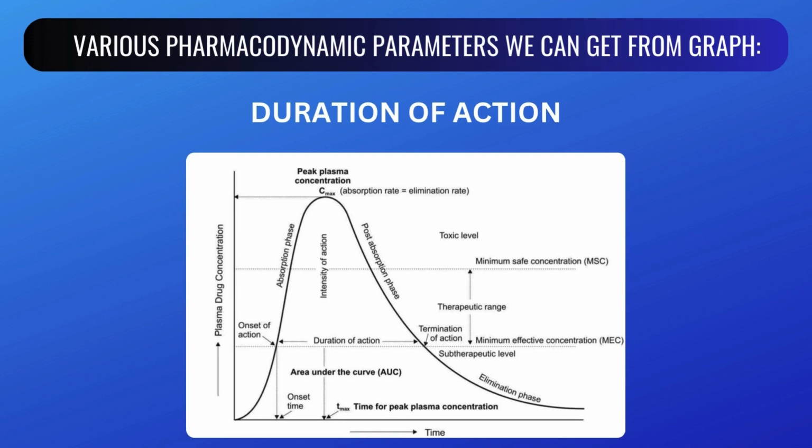We can get duration of action. This is the length of time a drug's effects last in the body after a single dose. Example, if you take a sleeping pill that helps you sleep for 8 hours, the duration of action for that dose is 8 hours. We can get therapeutic range. The therapeutic range is a range of drug concentration in the bloodstream where the drug is effective without being toxic. In other words, it's the sweet spot where the drug does its job safely.